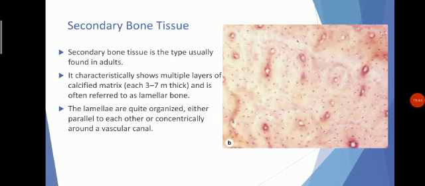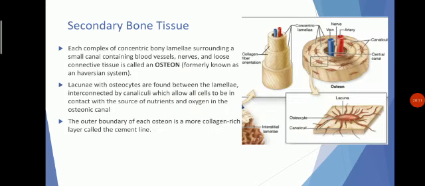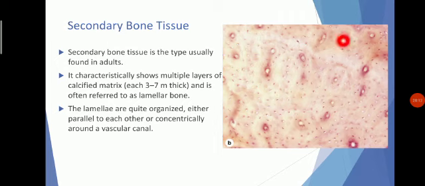Secondary bony tissue. Secondary bony tissue is a type usually found in adults. It characteristically shows multiple layers of calcified matrix, each 3 to 7 micrometers thick, and is often referred to as lamellar bone. The lamellae are quite organized, either parallel to each other or concentrically around a vascular canal. You can see these are the lamellae.